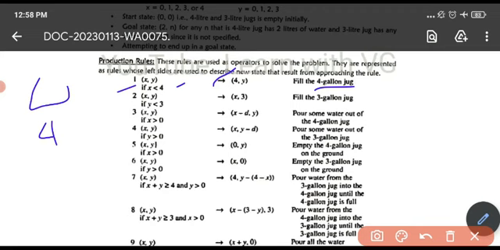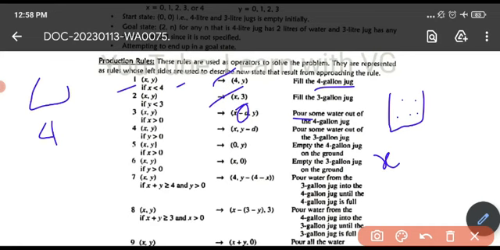Now, if x is greater than 0, that means x has some value, so pour some water out of the jug. That some water is represented by d. So we are reducing some water from the 4 liter jug, and the result is (x minus d, y), correct? If y is greater than 0, then we pour some water out of the 3 gallon jug, and it will be (x, y minus d).